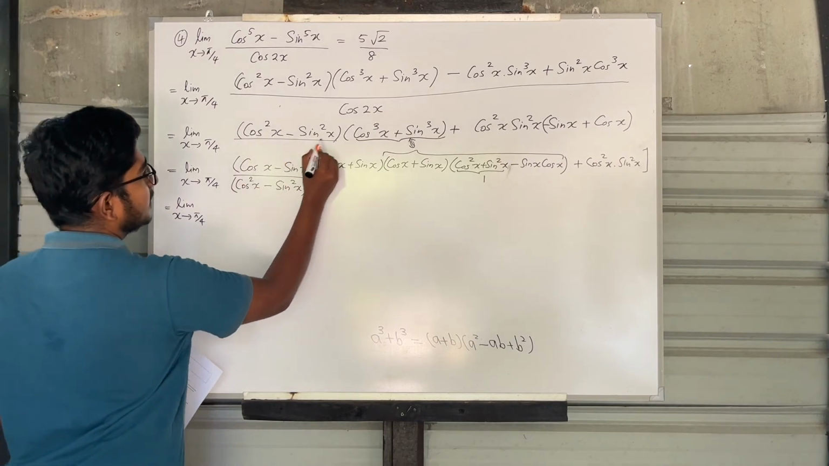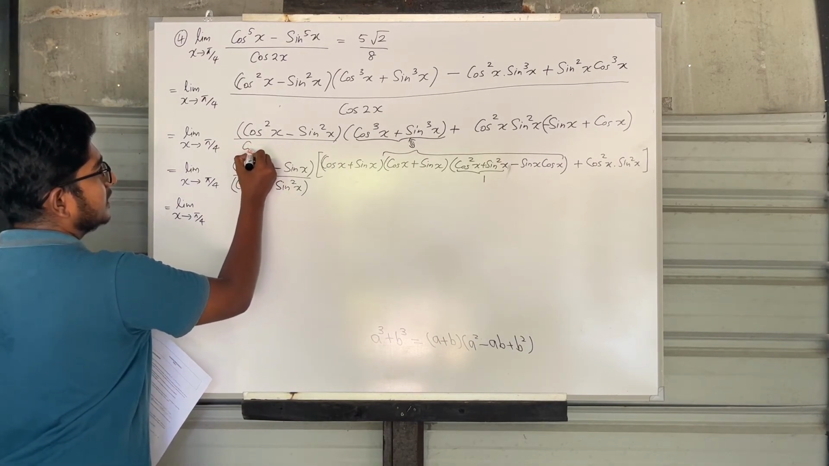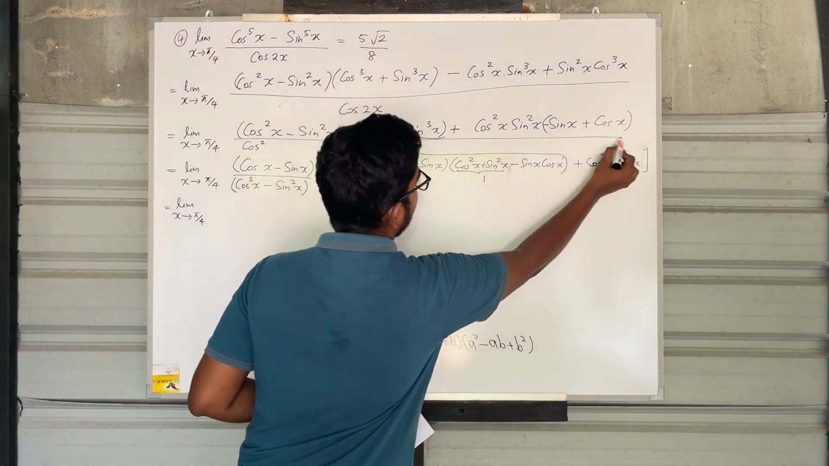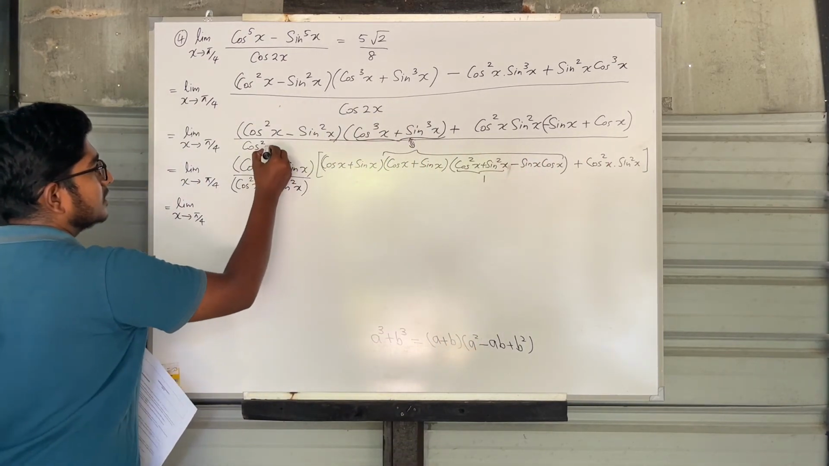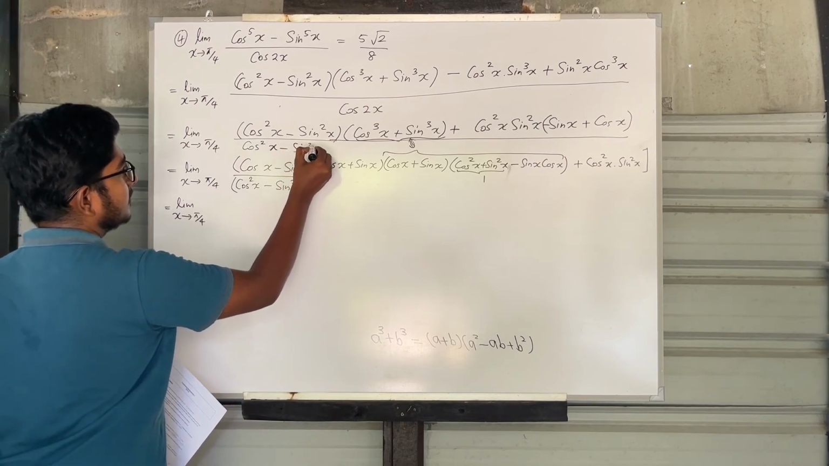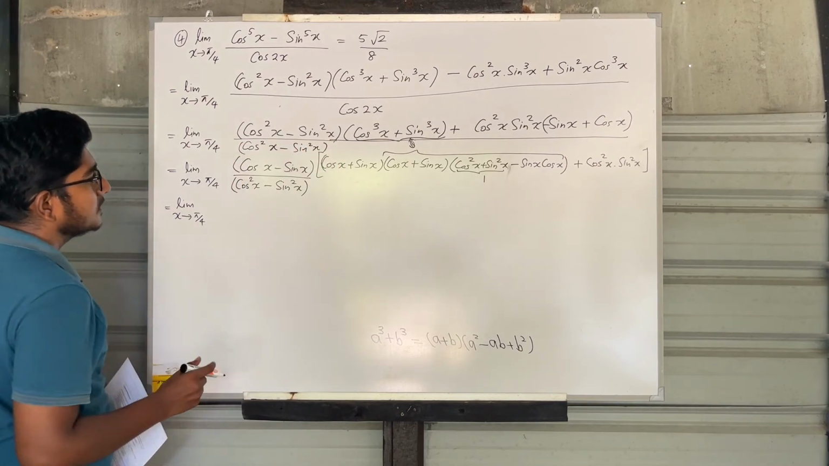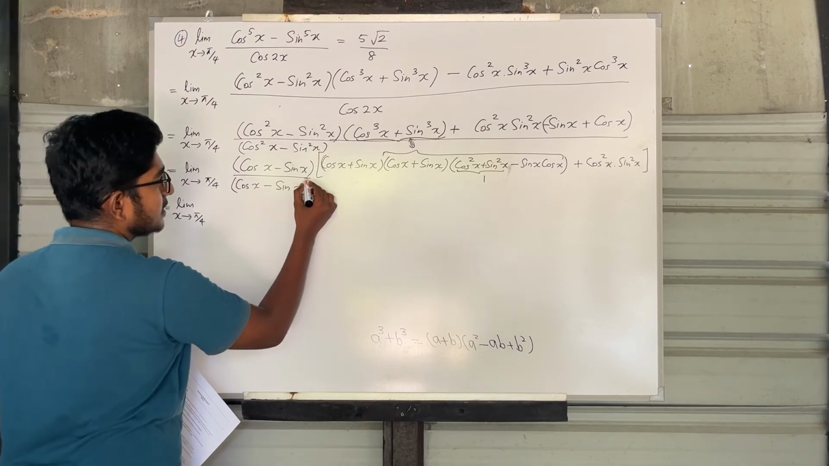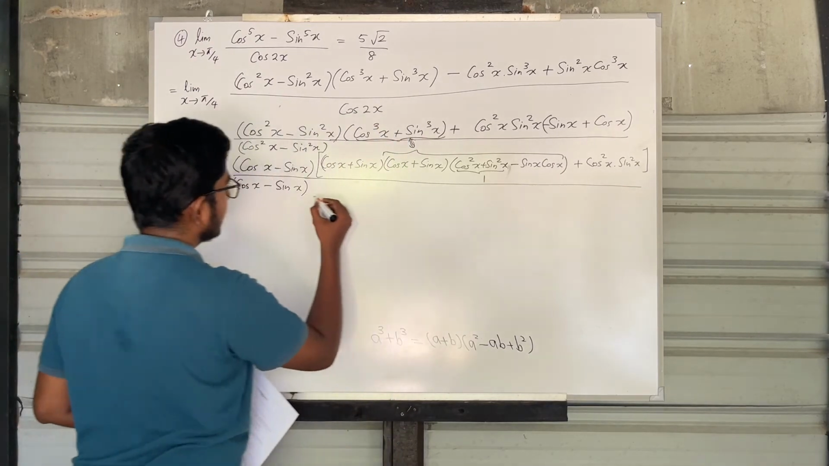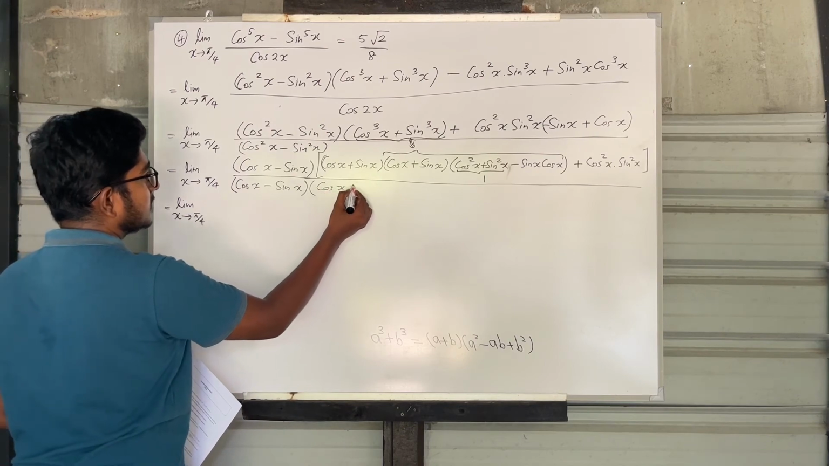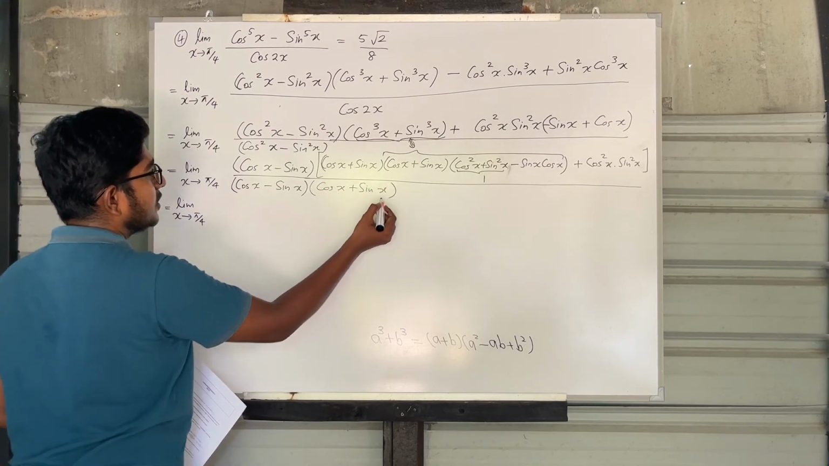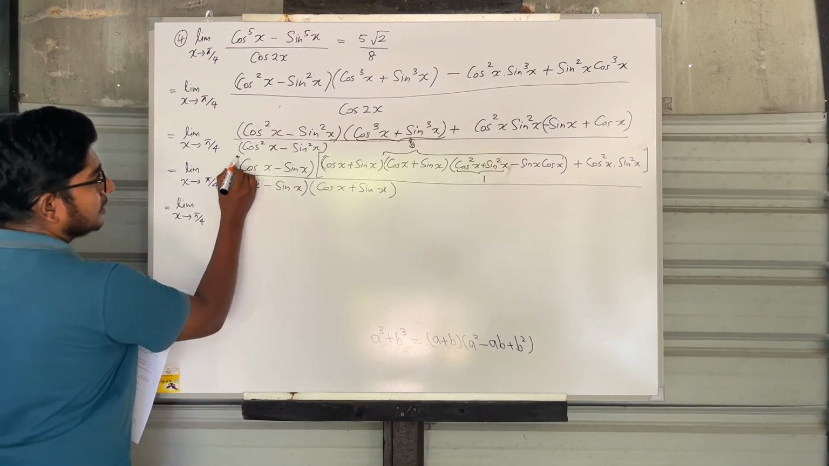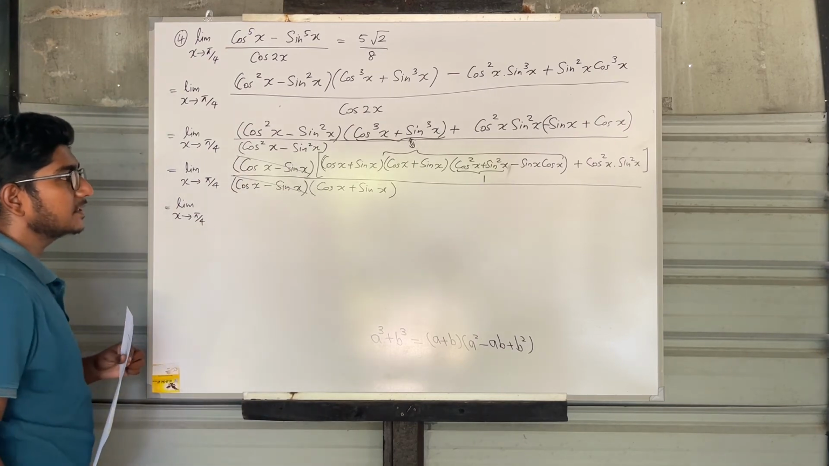Here I have not written it. I need the whole denominator as cos squared x minus sin squared x. Then I can write cos x minus sin x and cos x plus sin x. I wrote it as the difference of two squares, two factors. Now I can cancel this with this.